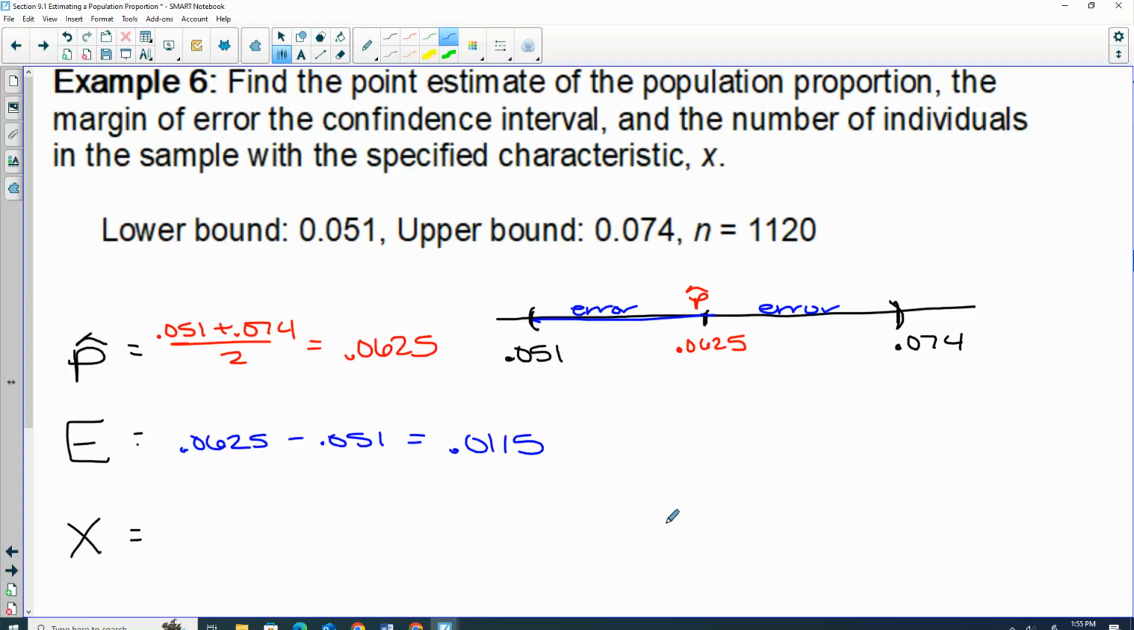All right. Let's think about how we find x. Would it be plus or minus or just? No, it's just, the error is the amount you add or subtract. So we know that we get p hat by doing x over n. What is the p hat? Found p hat to be 0.0625. I'm trying to find x. And it told me n was 1,120.